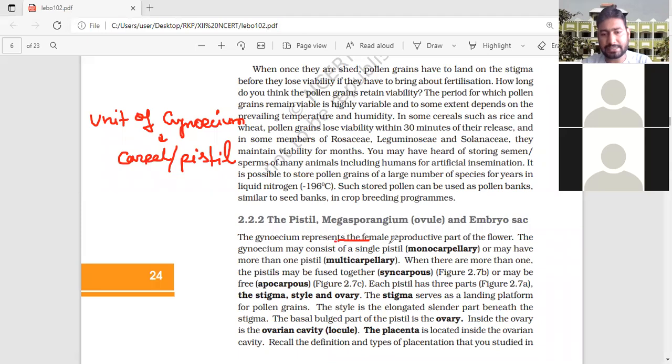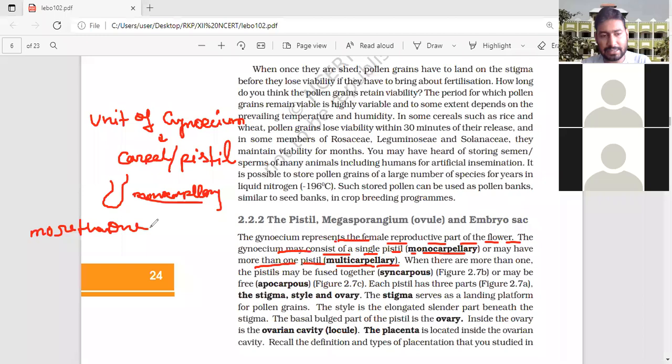The gynoecium represents the female reproductive part of the flower. The gynoecium may consist of a single pistil, that is monocarpellary, or more than one pistil, that is multicarpellary. If they have a single carpel, that is monocarpellary. If more than one pistil, you can say multicarpellary.